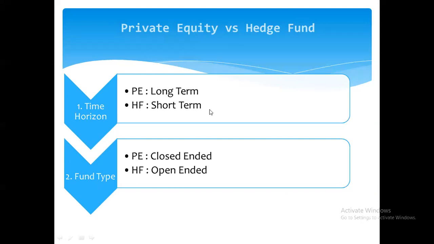And on fund type, hedge funds are open ended and private equity funds are close ended. For those who don't know what that means, open ended funds are like any equity fund available on the stock exchange. If you have money, you can buy any security at any point of time, and you can sell it after 2, 3, 4, 5 days. You are open to sell it. All such funds which do not have any lock-in period are called open-ended funds.